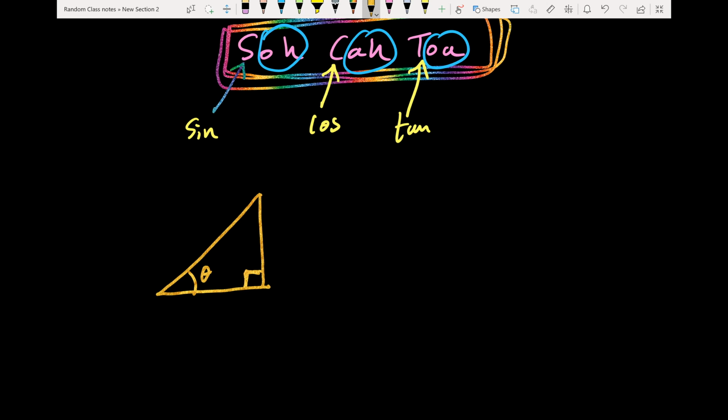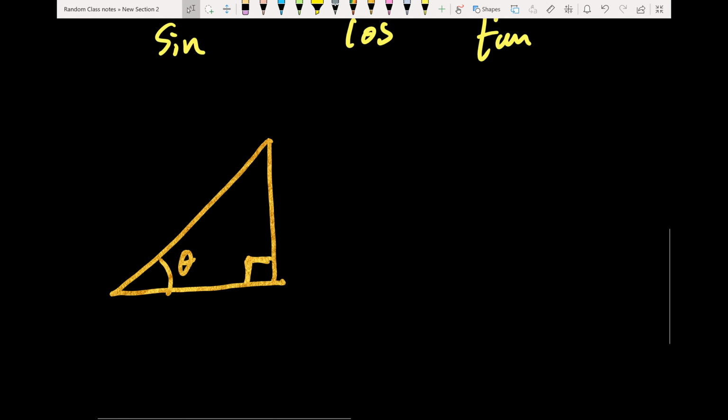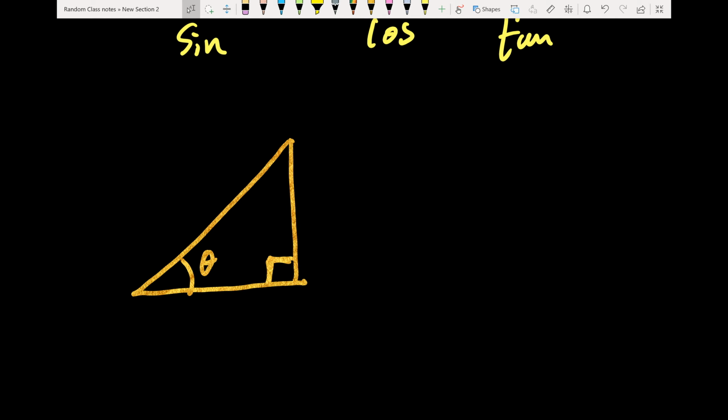And this is the angle theta. Do you guys see it? In reference to this angle theta, what is the adjacent side? Adjacent is this side. This is the opposite. And this is always going to be the hypotenuse, right?